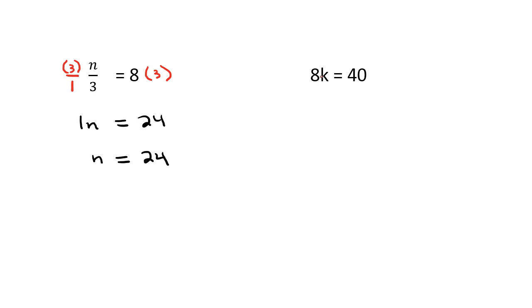Over here on this one, I've got 8 times k equals 40. To undo multiplication, I would divide by 8. And if I do it on one side, I have to do it on the other side. 8 over 8, or 8 divided by 8, is 1, so I've got 1k equals 5. So my answer is k equals 5.